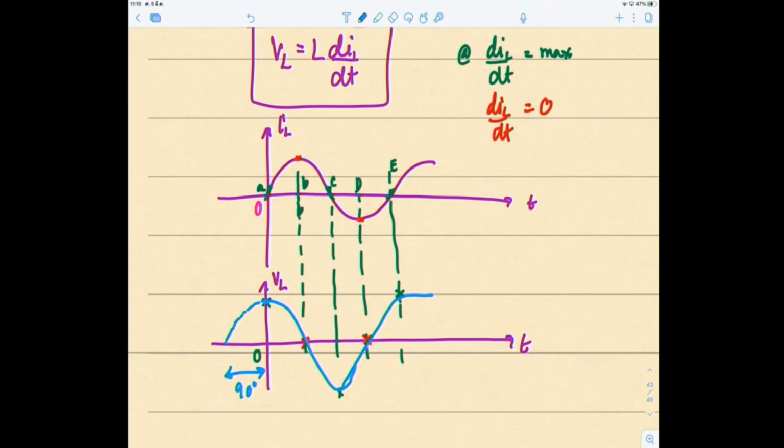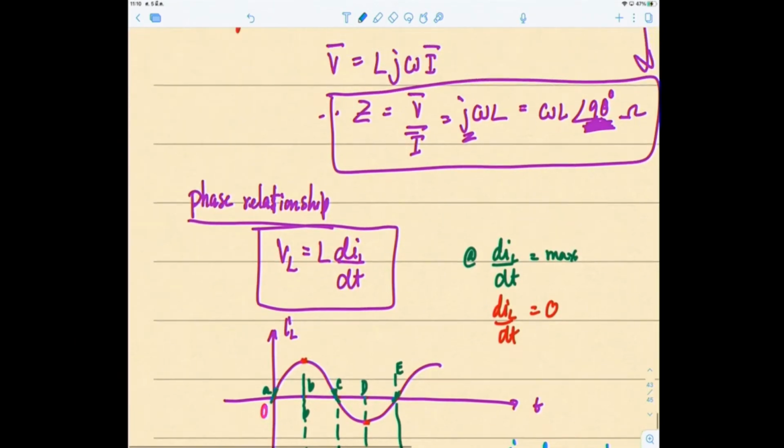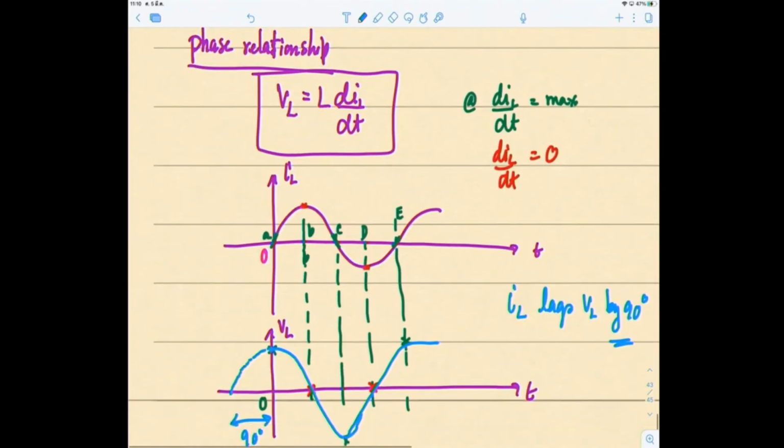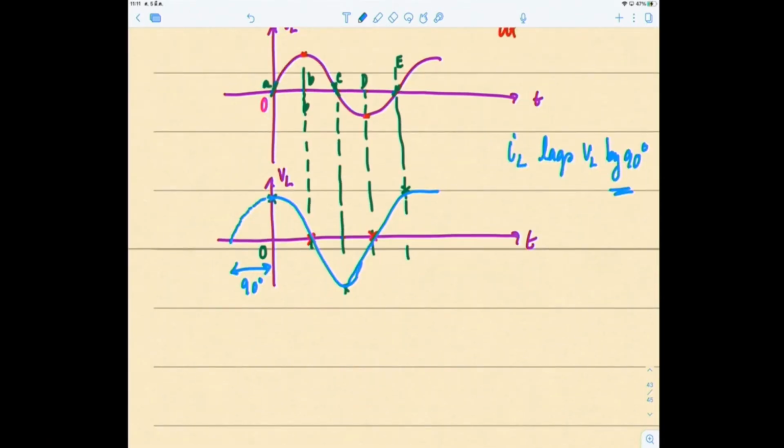Okay, and the way we say it for an inductor is that VL starts first, and IL comes after, starting later on. We say that IL lags behind VL by 90 degrees. IL for an inductor lags V by 90 degrees, and this is where your 90 degrees comes about in the impedance form. So that's for an inductor.